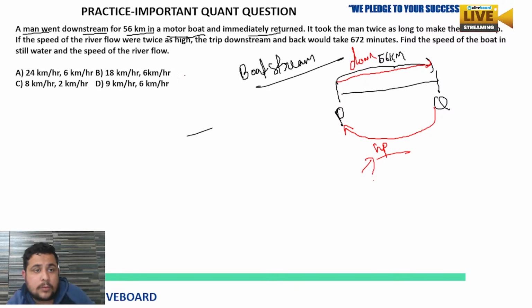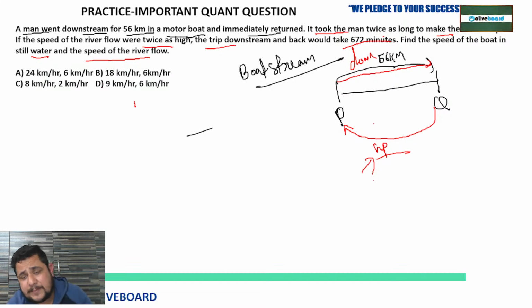Now what else is given? It took the man twice as long to make the return trip. If the speed of river flow were twice as high, the trip downstream and back would take 672 minutes. Find the speed of the boat in still water and the speed of river flow. So what are they asking? They are asking us the speed of the boat and the speed of the flow of the river's water, the stream speed also. So now let me know the answer of this.